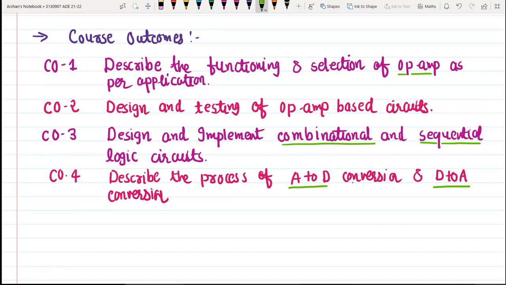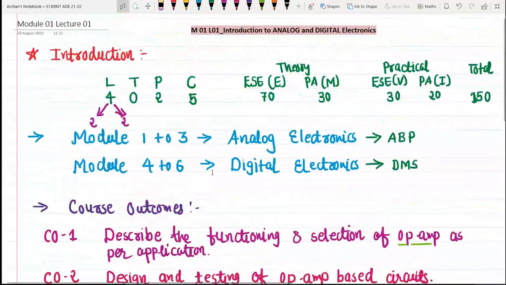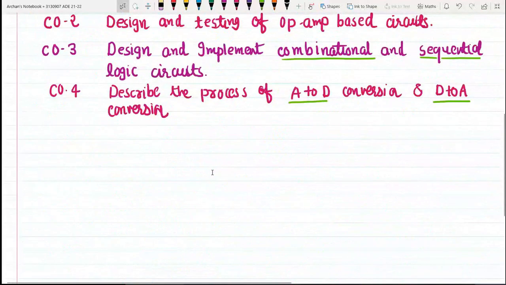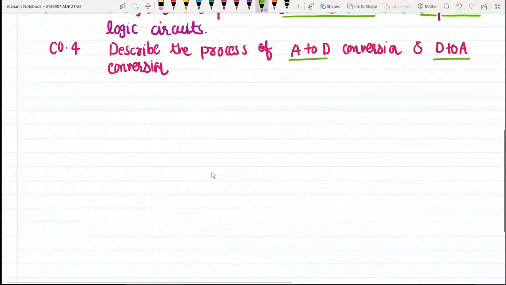We will see why it is necessary. So after the end of this particular course, you will be able to describe the entire process of analog to digital conversion as well as digital to analog conversion. Okay, so these are the 4 course outcomes of this particular course, analog and digital electronics.